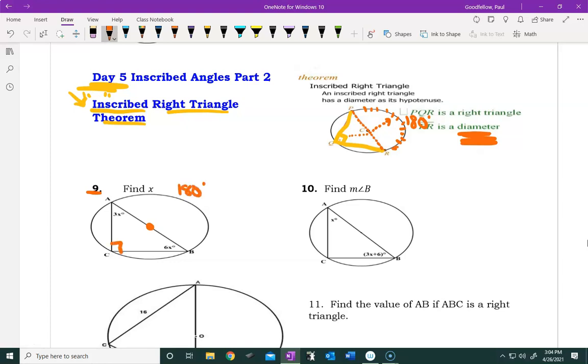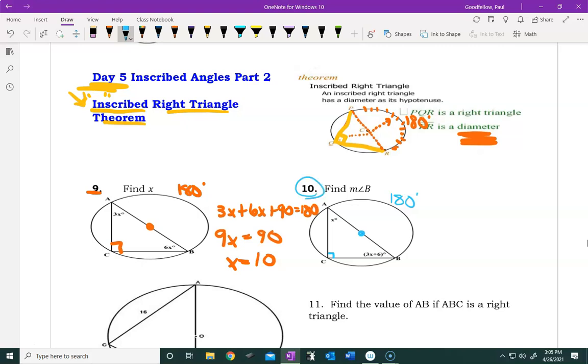And then a triangle still has to add up to 180 degrees. So you'd be like, 3x plus 6x plus 90 would equal 180. And that's because the triangle has to add up that way. Now, if I subtract, I'd get 9x is equal to 90, or x is equal to 10. Pretty straightforward, okay? Again, the key is that it's eating 180 degrees, which forces it to be a right angle.